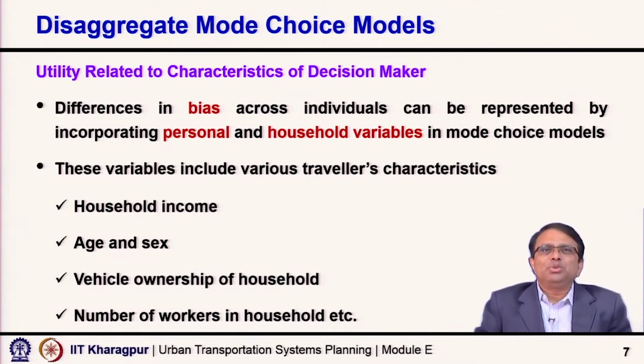The other part is utility related to the characteristics of the decision maker. This was again explained earlier, right. It may be personal and household variables, for example household income. Sometimes people take personal income, sometimes, in Indian society, it is more of the household income. It is age and gender. It could be vehicle ownership of the household, how many private vehicles are there or not, and the number of workers in the household. All this will influence the mode choice decisions, right.